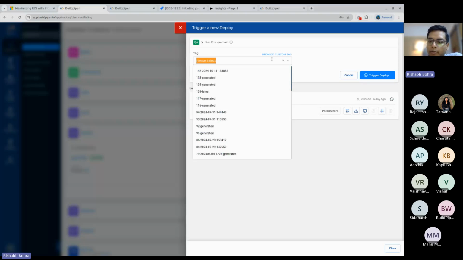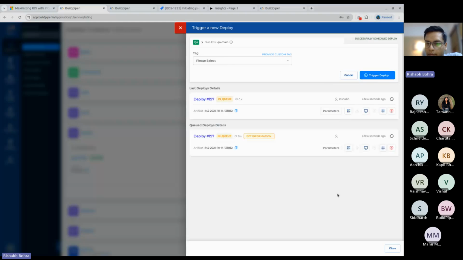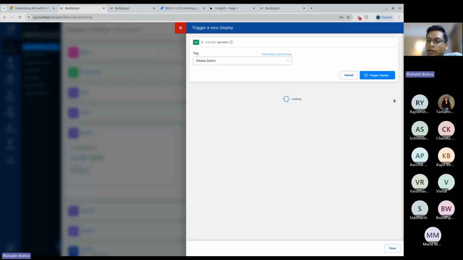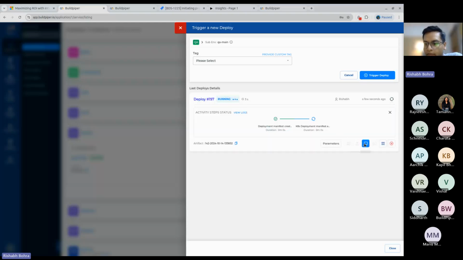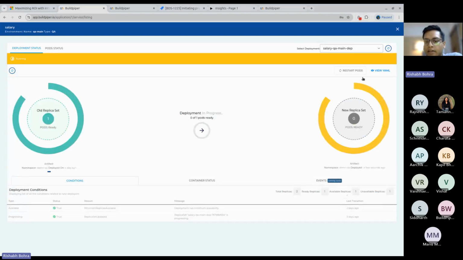So in that case, Build Piper provides you the guardrails as well, in which you can select the eligible artifact or tag either via UI or via the command line, what needs to be deployed, and then it will be deployed in that respective environment. But it is not the complete picture. So the deployment can also be visualized in real time, where whenever the deployment is happening, we can see the live status and the transitioning from the old replica set to the new replica set.